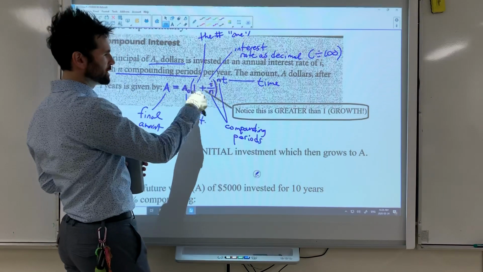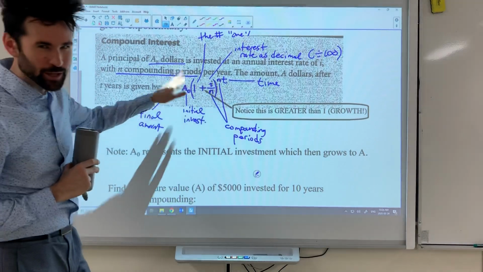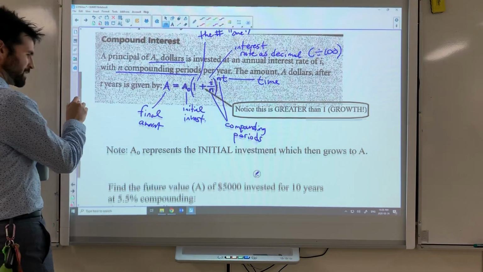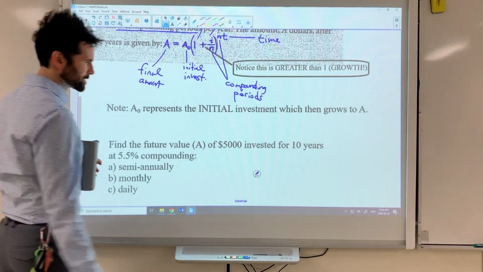Okay, so it's 1 plus this fraction. So it's the actual number 1. It's not an L or anything. It's the actual number 1. All right. Yeah, A0 represents the initial investment.